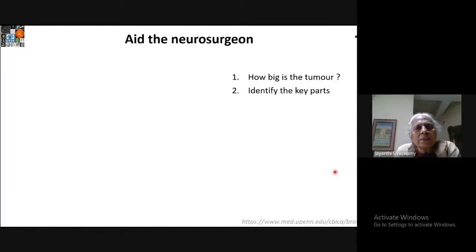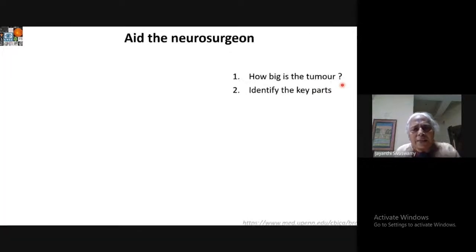A second one is, let's say there's a neurosurgeon, and the neurosurgeon is trying to do a surgery on a patient's brain because they want to remove a tumor. The question being asked is, how big is the tumor? And can I identify the key parts?